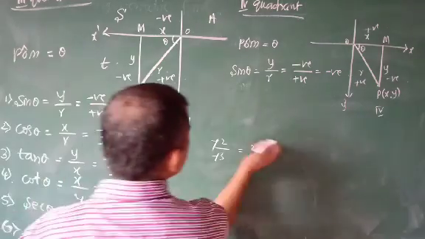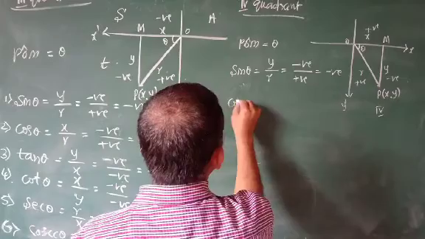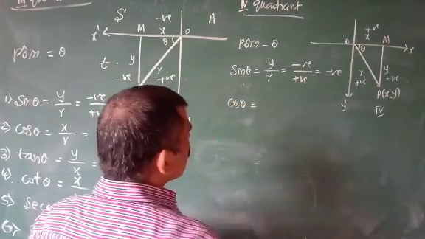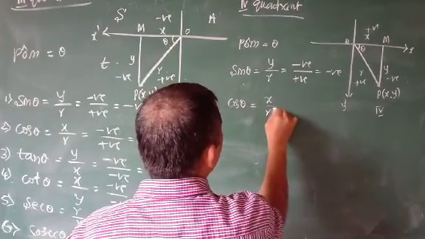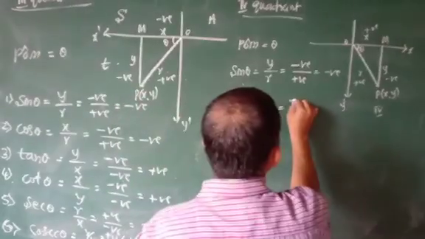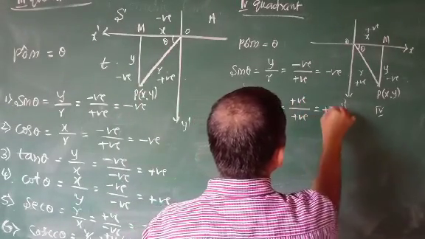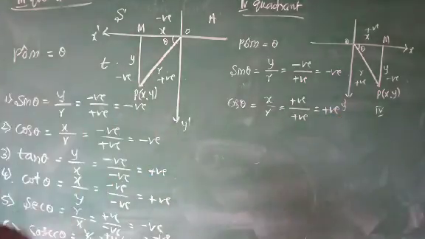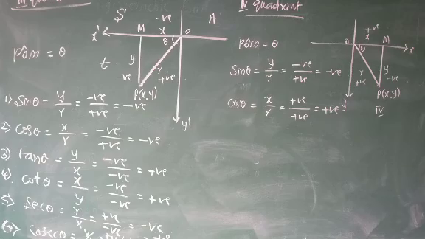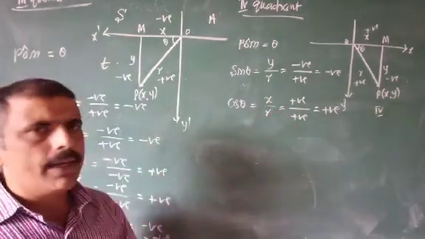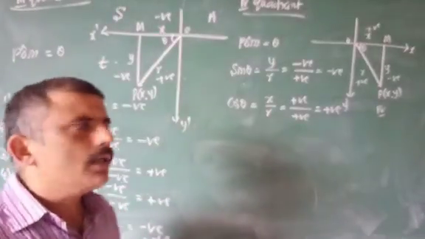Next one is cos theta. Cos theta is defined as x divided by r. X is positive and r is positive, so positive divided by positive is positive.